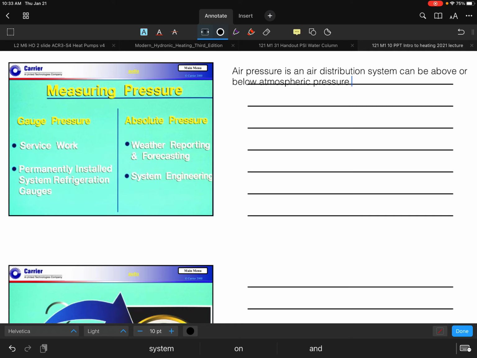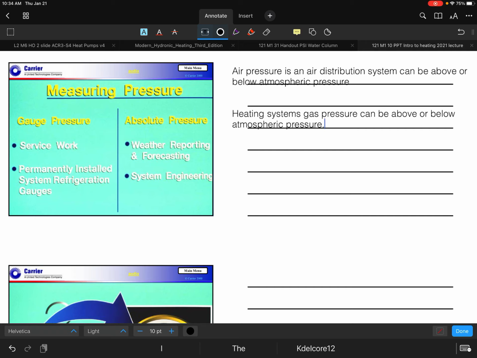That also means gas pressure is the same thing. So for example, in heating equipment, in heating systems, I will say this, gas pressures can be above or below atmospheric pressure. And either one of those things is very possible. They can be above, they can be below.